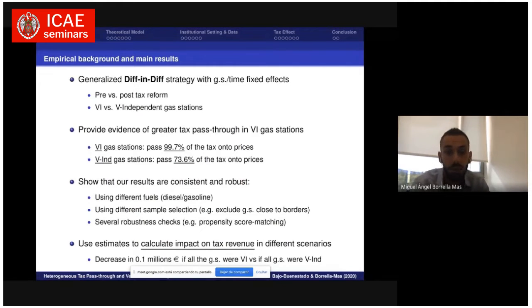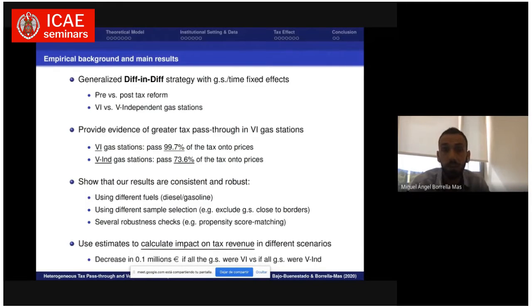Finally, we use our estimates to study the impact of a tax change on government revenue under different counterfactual market scenarios. In particular, for this tax reform, our back-of-the-envelope calculations indicate a decrease in annual tax revenue from fuel sales in these 4 Spanish provinces of about 0.1 million euro if all the gas stations were vertically integrated, compared to the case in which all were vertically independent.